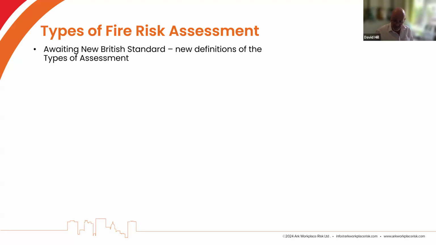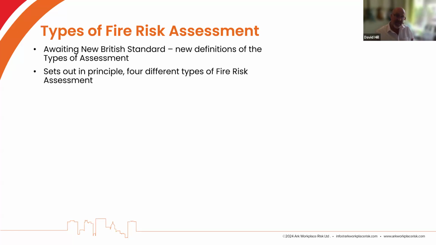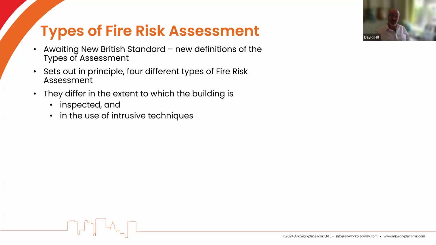We're awaiting a new British standard, which will provide us with some new definitions on the different types of fire risk assessment. That British standard comes about because PAS 79 Part 2 has been withdrawn, and we've got a new version, which is called BS 9272. That standard has been out for public consultation, and we are now awaiting the final version. It effectively sets out the principles for the four different types of fire risk assessments, and they differ in respect of what is being inspected and the degree and use of intrusive techniques.